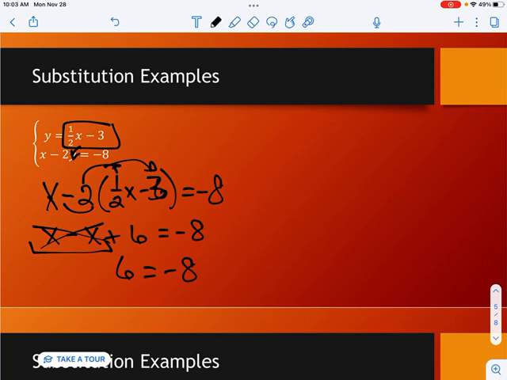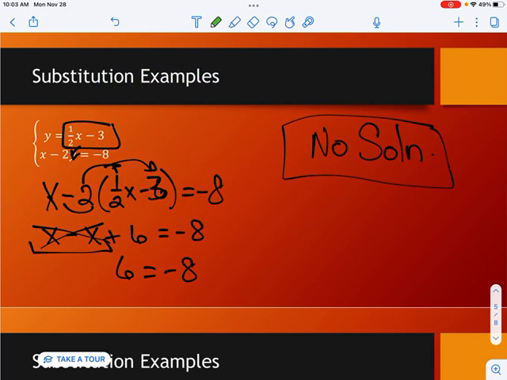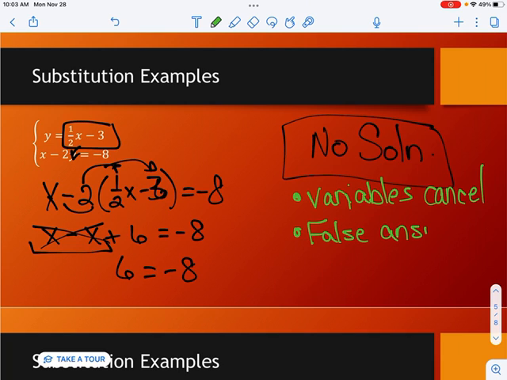So how often does 6 equal negative 8? And the answer would be never. So this is showing me that it is a no solution answer. In order to get a no solution answer using substitution, the variables cancel. Okay, so the variables have to cancel out, and you have to have a false answer. And that signals to us that we are going to have a no solution answer.